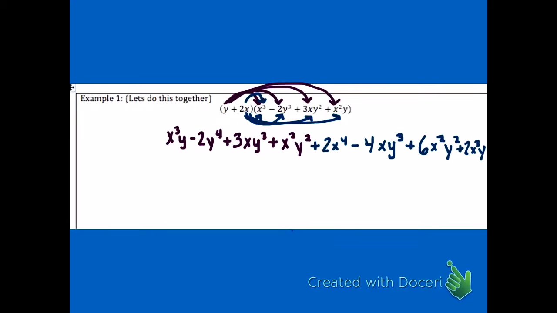Well, we've got some like terms, so we're going to go through and look at combining like terms. So just start out, and I'm looking for x to the third y's, so looking for the same variables to the same power. And I have x to the third y plus 2x to the third y, and so that's going to give me 3x to the third y's.